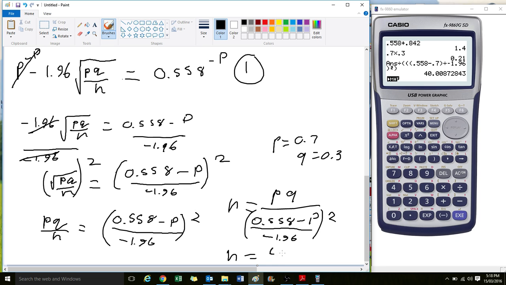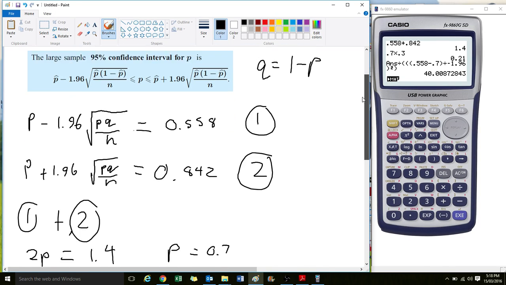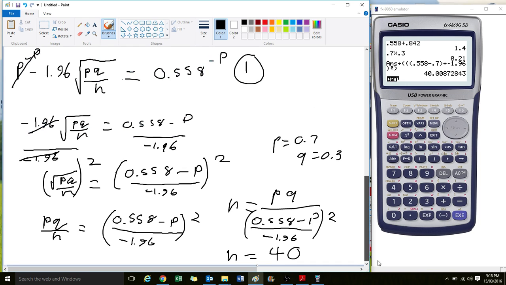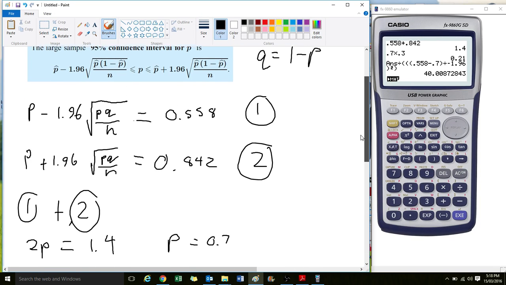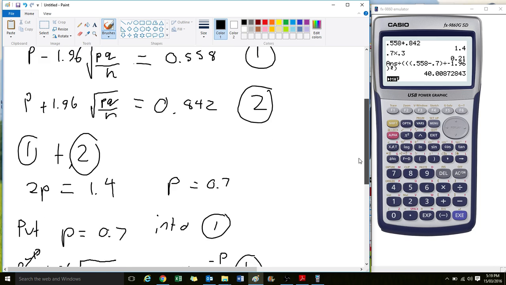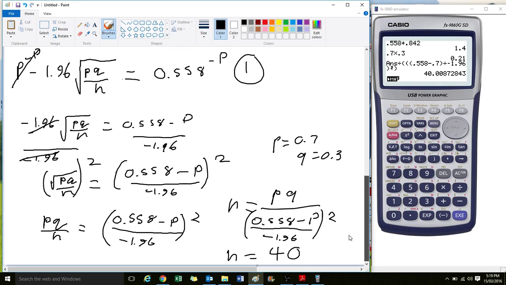We need to do 40 samples. 40 samples were done to obtain this confidence interval with the proportion P equal to 0.7. So that's how we do that one. You just recognize that there are two equations, add them together to solve for P, and then you just need to do some simple algebra, or complex algebra, to rearrange it and solve for N by itself.